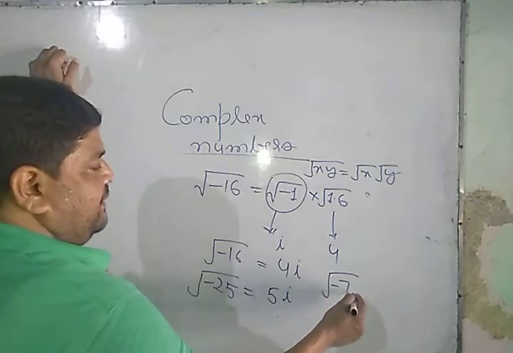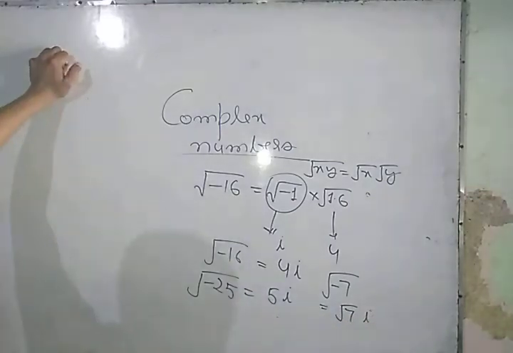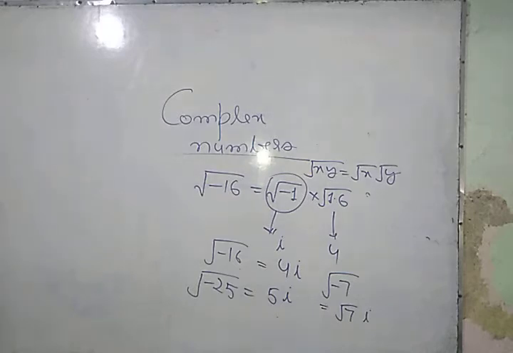Root minus 7 can be represented as root 7 i, because we don't have the exact value of root 7. So root 7 can be written as it is, and root minus 1 is i. So I think you have understood what is an imaginary number.